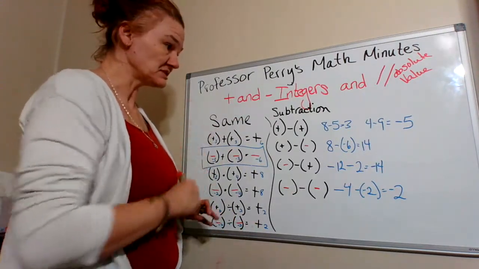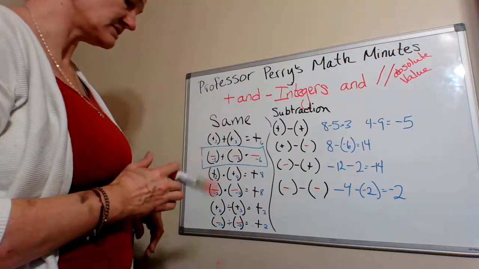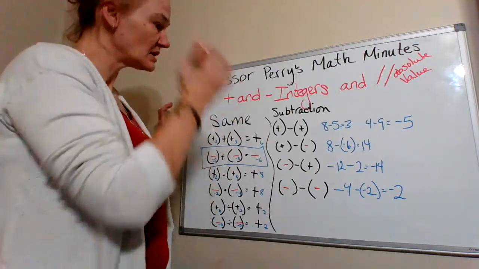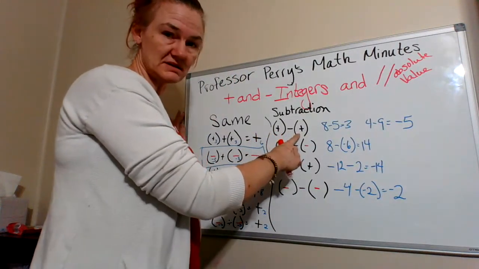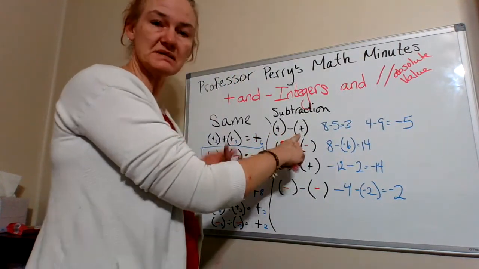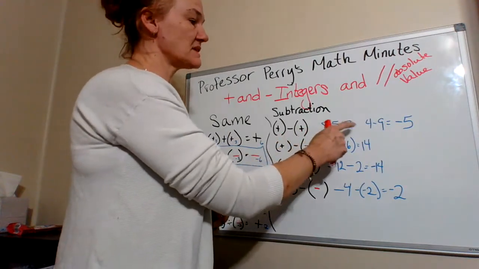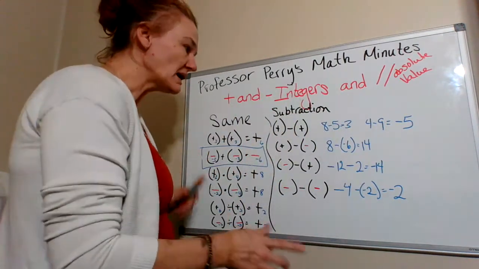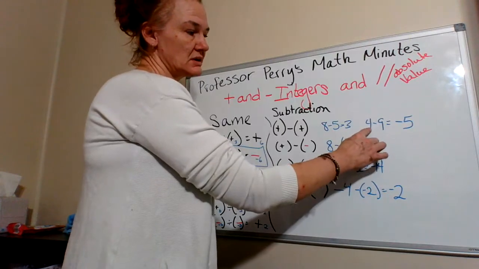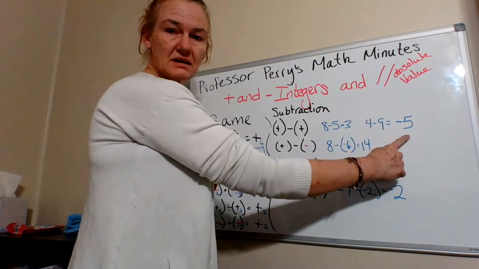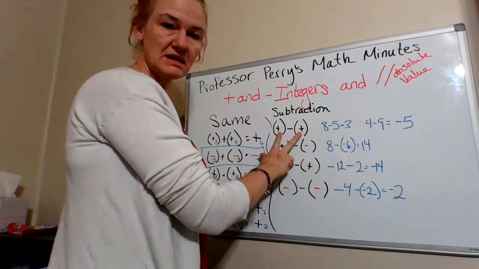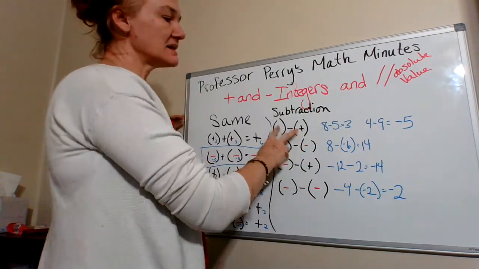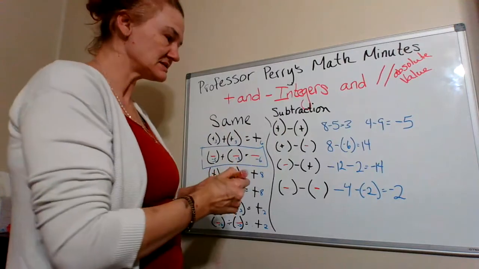So, subtraction is a special little beast over here. If you have a positive minus a positive, it's just going to be a subtraction problem, right? Like 8 minus 5 is 3. But what if I have 4 minus 9? I get a negative. So what you have to do with these is you have to subtract them and then give it the sign of the biggest number.